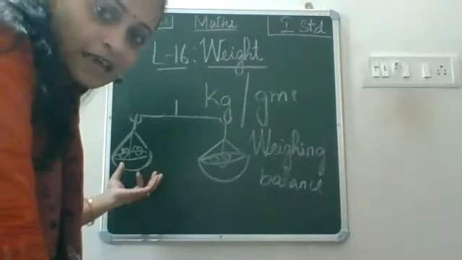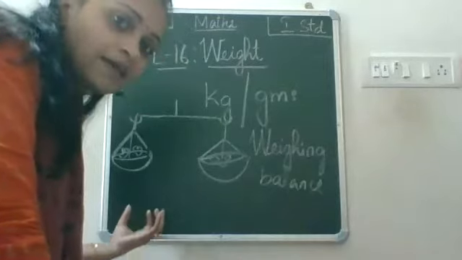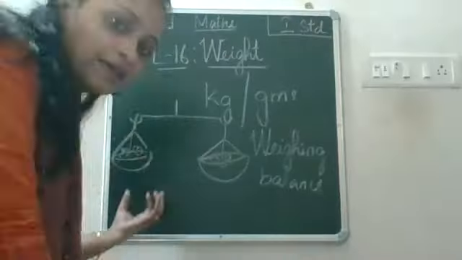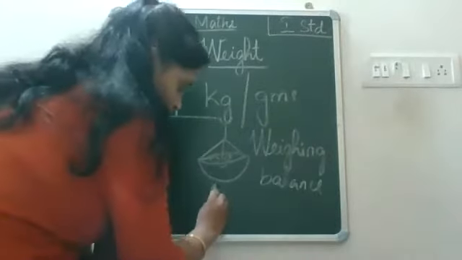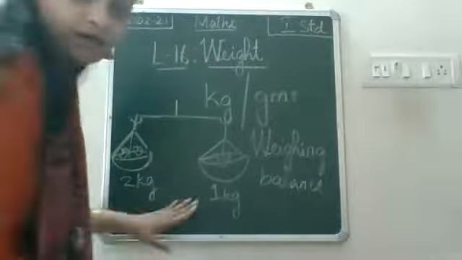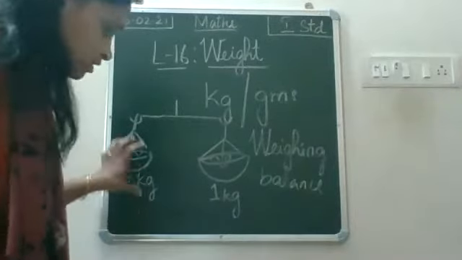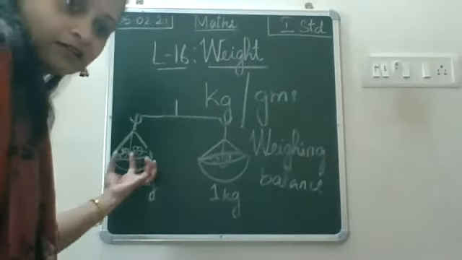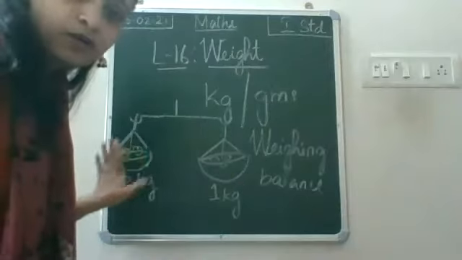The pan which has the heavier object will always go down, right? Okay, so remember, if you have 2 kg of apple here and only 1 kg weight kept over here, which side is heavier? 2 kg. So when this 2 kg of apple is heavier, the pan will go down this side. So they will start removing the apples to balance it to 1 kg.